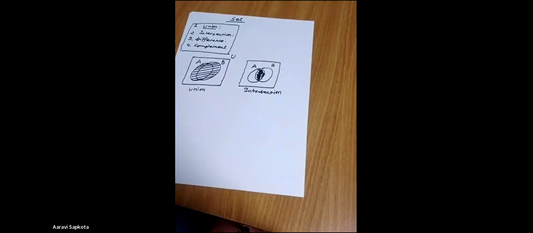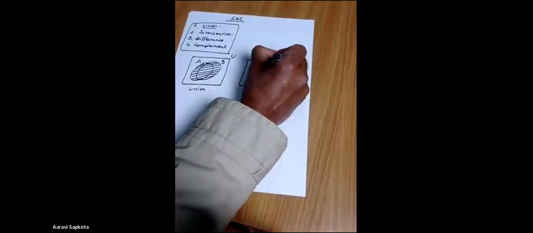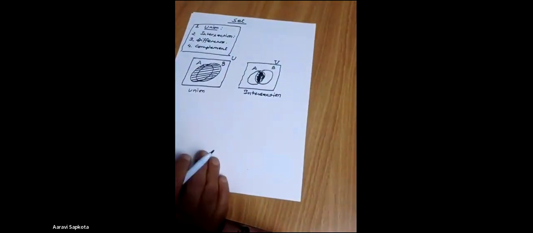So what happens if A and B are disjoint sets? If A and B are disjoint sets, what will the intersection be? It will be a null set. Because when A and B are disjoint sets, no elements will be common to them.